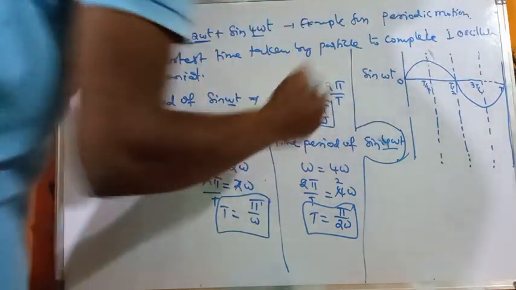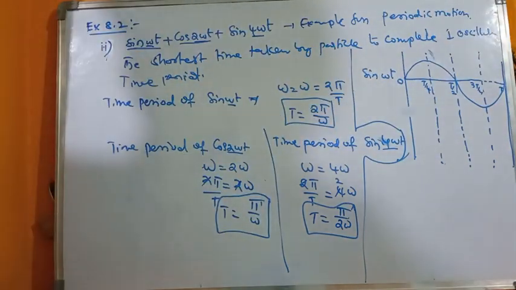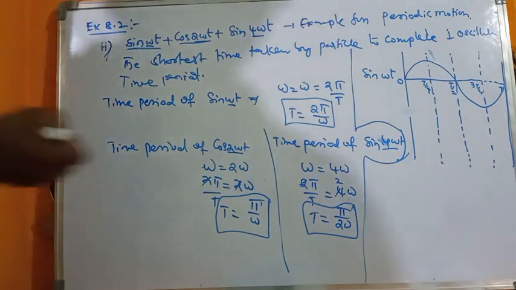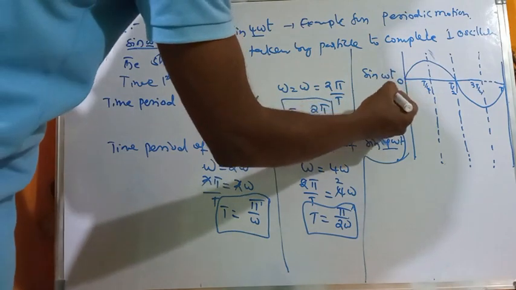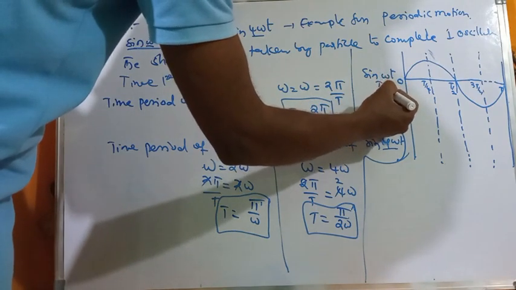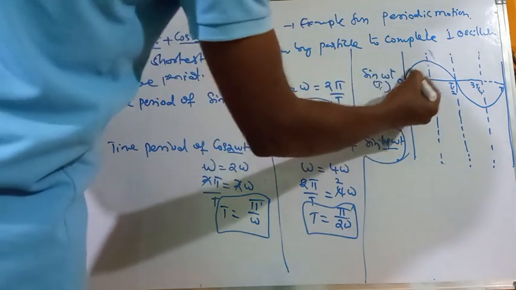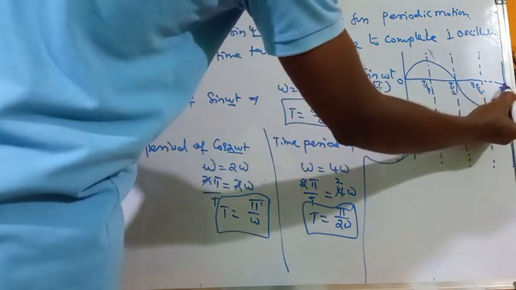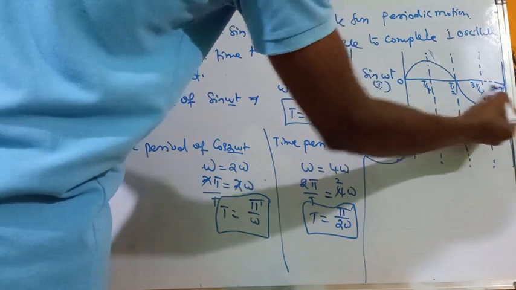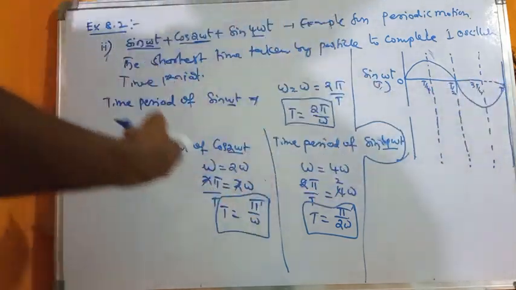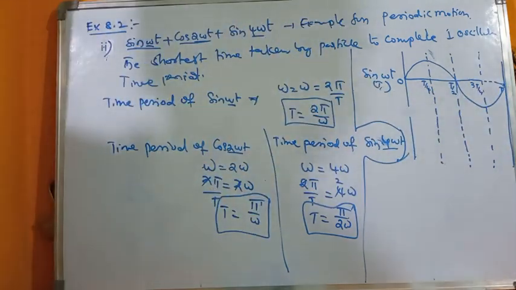It is taking one complete cycle in one time period. So here, suppose we take the time period as t naught, or just t. In one time period, it is repeated after this. So that's why up to here it is one time period for sin omega t.